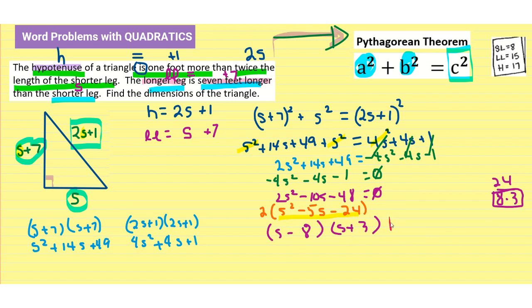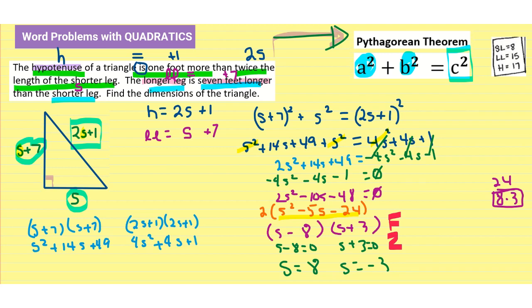So at this point, I will do the zero product rule. The zero product rule says that I'm going to set all these equal to 0. So s minus 8 equals 0. S plus 3 equals 0. So that means that s is equal to 8, or s is equal to -3.